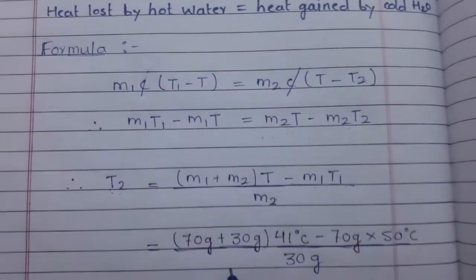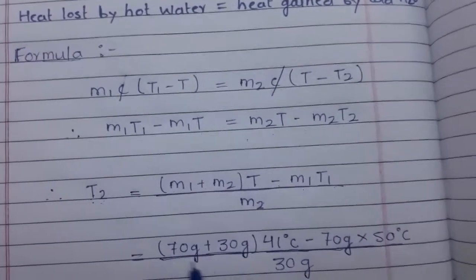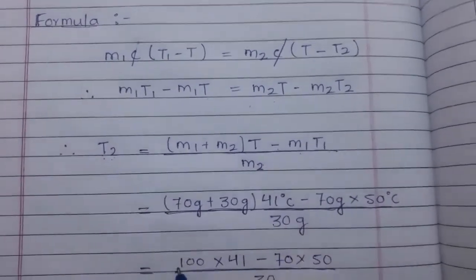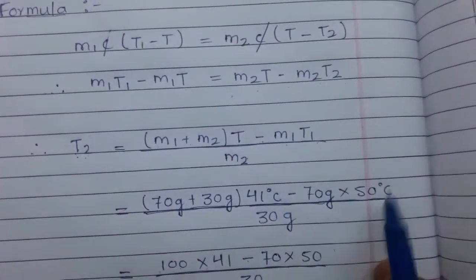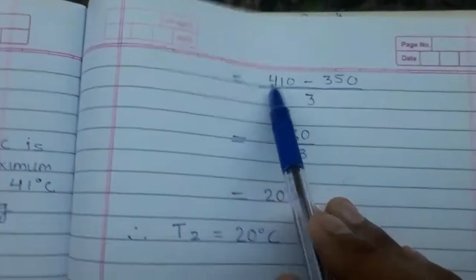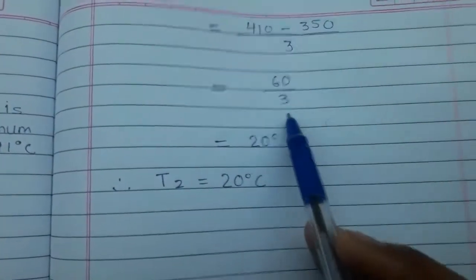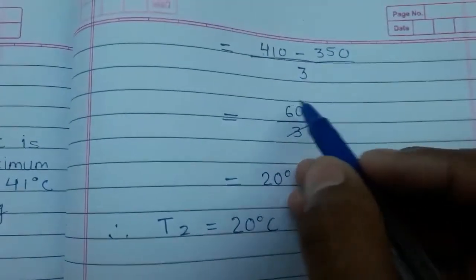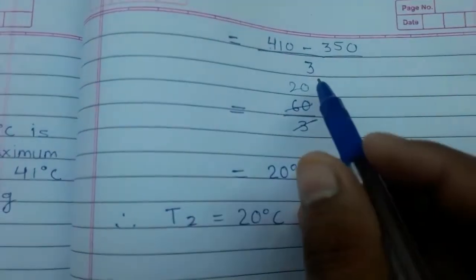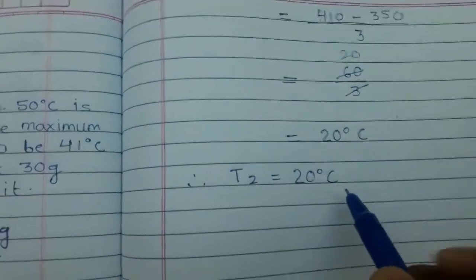So once we substitute the values of m1, m2, t and t1, we will get the answer like this. 70 plus 30 becomes 100, into 41, minus 70 into 50, divided by 30. After solving this, we get 410 minus 350 by 3, and after calculation we get 60 by 3, and 3 twos are 6, so we get 20. So here we get the answer as 20 degrees Celsius. That means the second temperature will be 20 degrees Celsius.